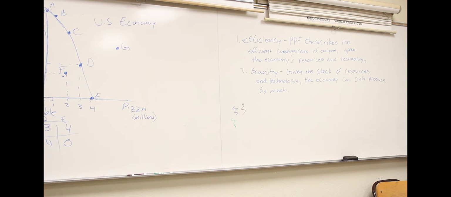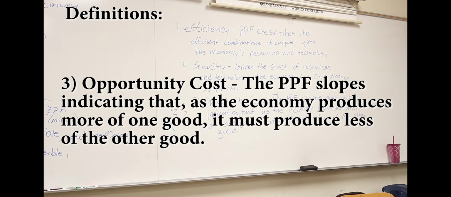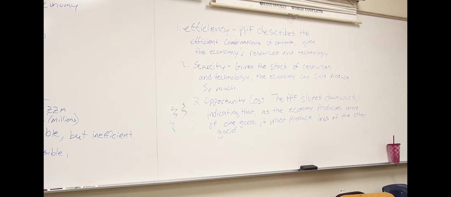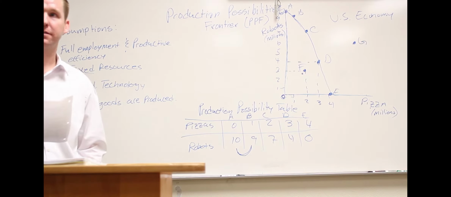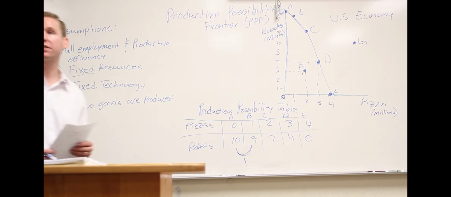Yeah? So next I'm going to go over opportunity cost. The PPF slopes downward. So if we move from point A to point B, what are we doing? Okay, it says the PPF slopes downward, indicating that as the economy produces more of one good, it must produce less of the other. It's costing us one robot. Yes, that's right. So the opportunity cost is one robot. That's correct, right?